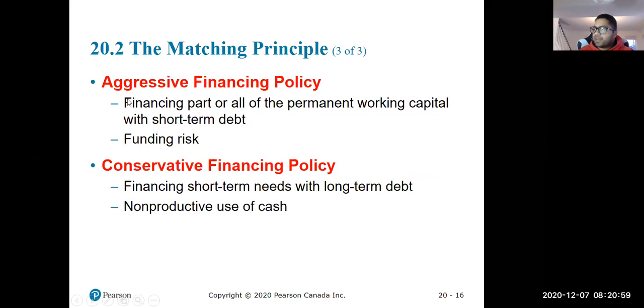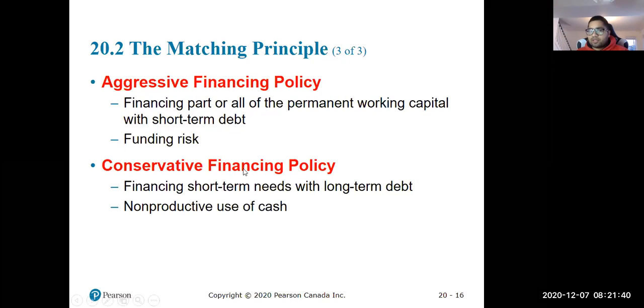Now, there are two financing policies that a company can follow. Aggressive financing policy means financing part or all of permanent working capital with short-term debt. It has funding risk because interest rates can go up. If you're borrowing for the short term, you need to roll it over. Every few months, you need to keep on borrowing, so the cost can go up. So that is not a good policy to follow. It is better to estimate your permanent demand and borrow it in the long-term market, and whatever additional money you require, you borrow in the short-term market. So this policy is not that great.